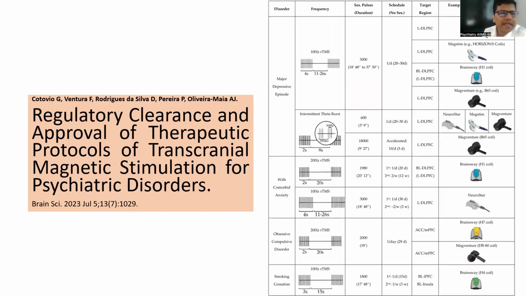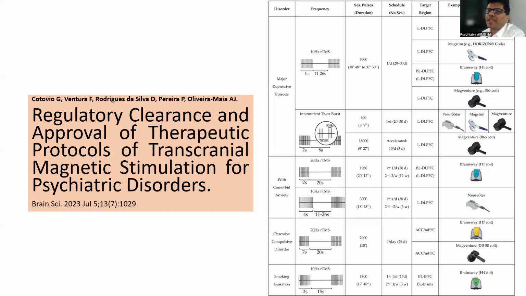Now there are many regulatory clearances and approvals for therapeutic protocols of TMS in various psychiatric disorders. Some of the protocols use conventional TMS, and some use the newer versions of TMS, that is deep TMS and theta burst stimulation. My presentation will basically focus more on conventional TMS because of paucity of time. But to give you an overview, for major depressive disorder, the primary target area is the left dorsolateral prefrontal cortex if you are using a stimulatory protocol.